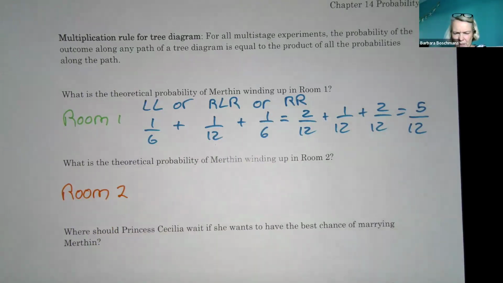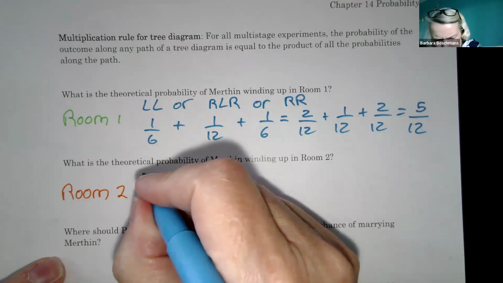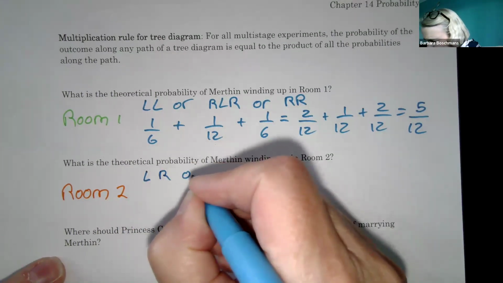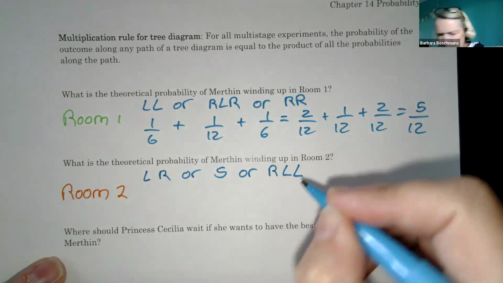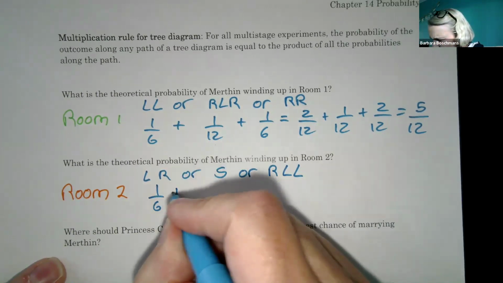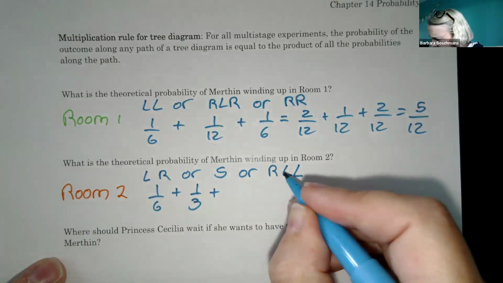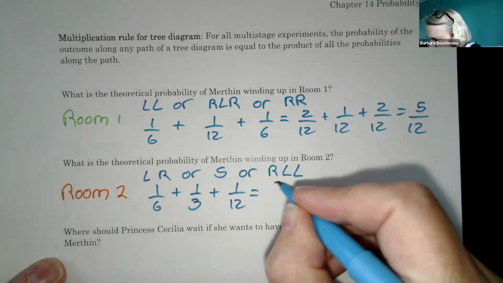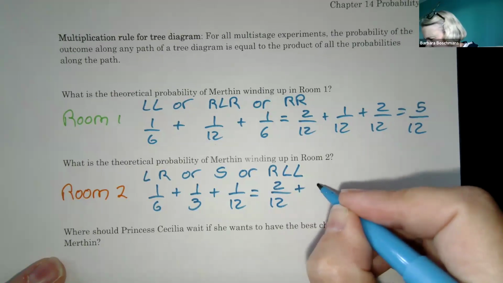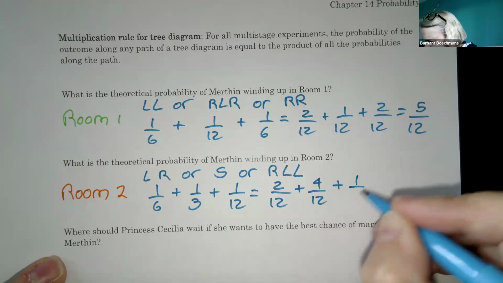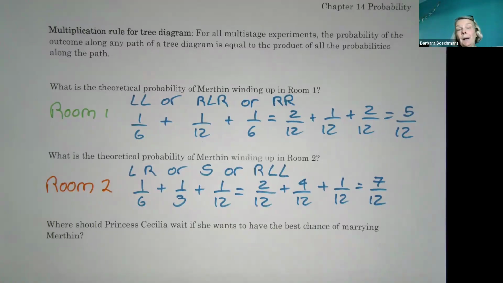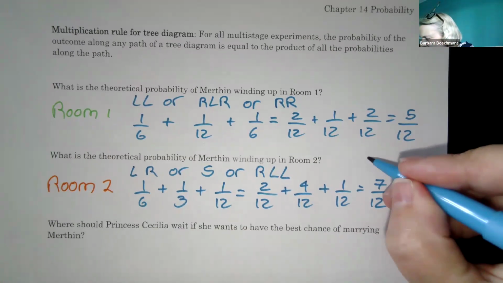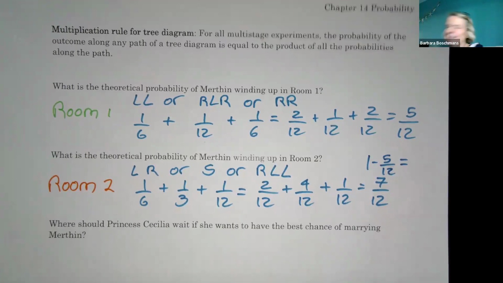Go to room 2 on the previous page. I could go left, right, or straight. I guess I didn't have a letter for that, but straight, or you went right, left, left. Left, right was 1/6. Straight was 1/3, and right, left, left was 1/12. Get a common denominator. Since there was only room 1 and room 2, ending up in room 2 is the complement of room 1. So you could have done 1 minus 5/12. That also would have given you 7/12. We just did it the long way.